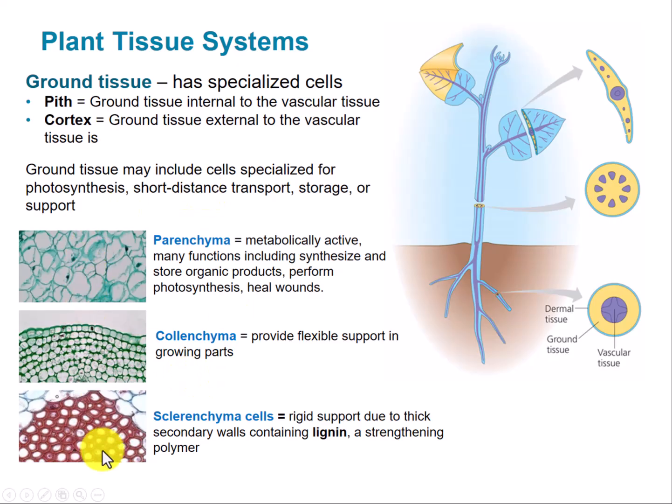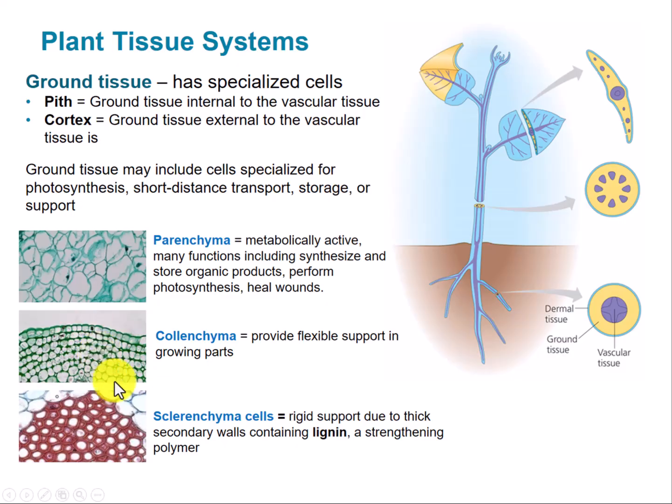The 3 cells that you're going to find that make up our ground tissue are first our parenchyma. And so this is our metabolically active cells that are going to function in those photosynthetic and healing functions and carry out those metabolic functions within the cells. And here's what it looks like. You can see very thin walls, lots of space for metabolic function to take place. Collenchyma, you can see a slightly thicker cell wall, but it still provides flexible support in the growing parts of the plant.